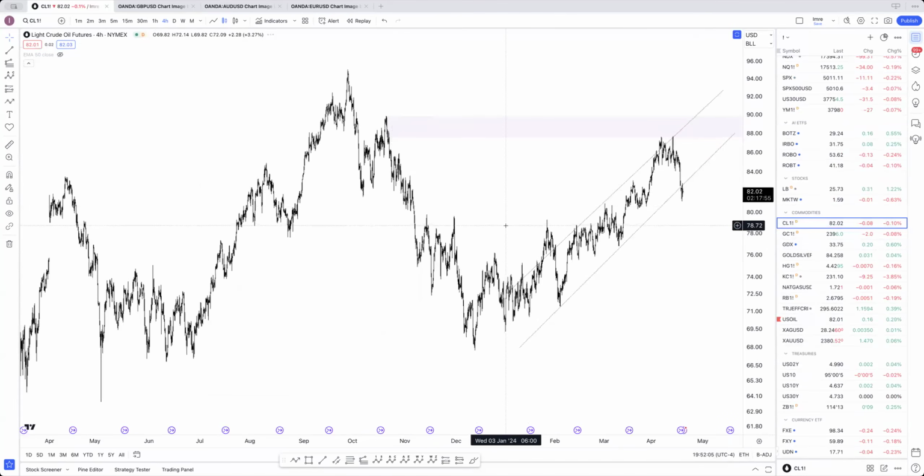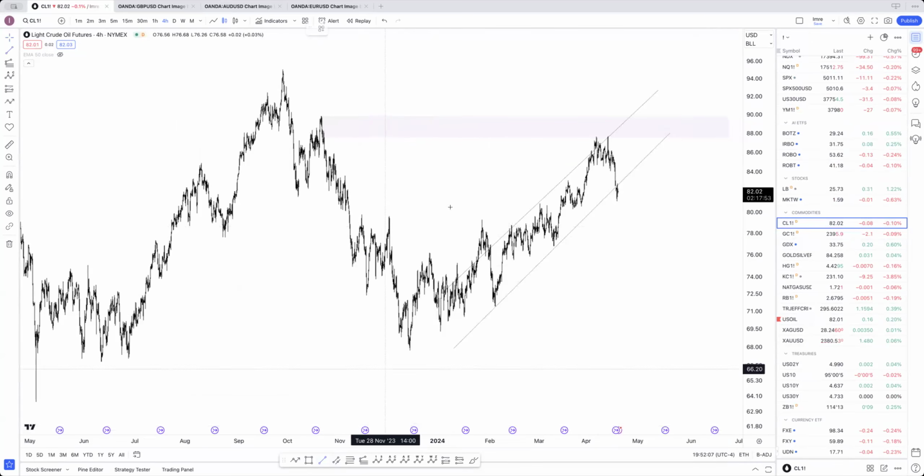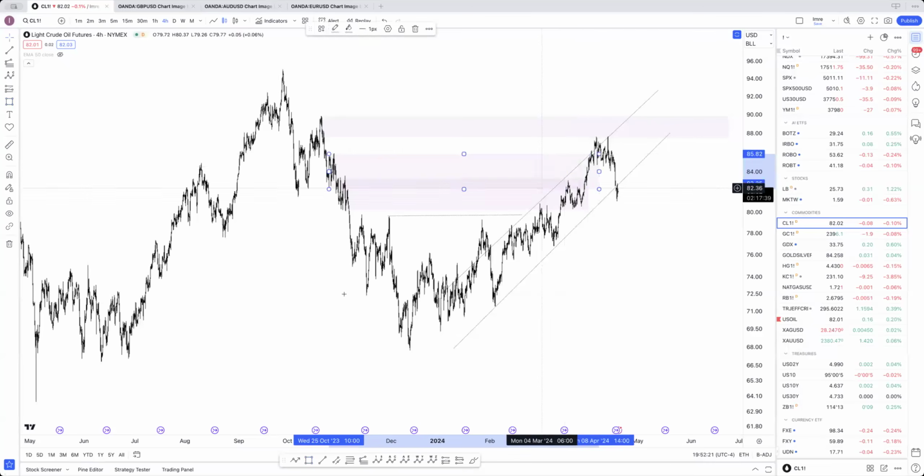Final example with crude oil. Here's my inducement. Here's my order flow. Now, look, I can easily say, and you would be rightfully right in saying this, isn't there an order block here? Isn't there an order block here? The answer is yes.